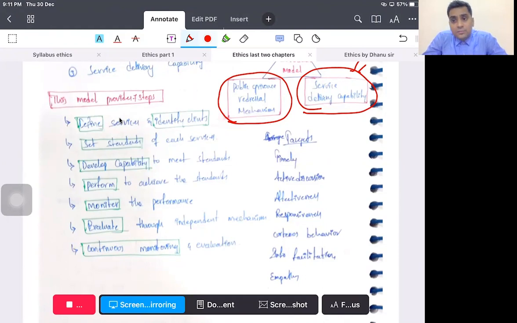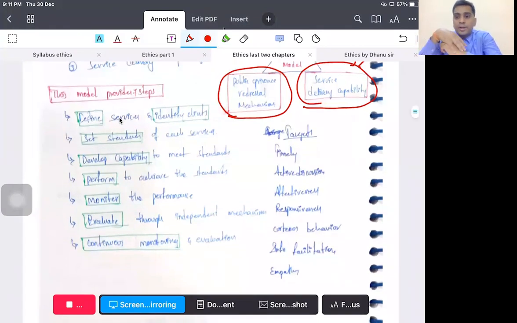Once you have infrastructure, once you have that capacity, the only thing that is required is performance, right? Perform to achieve those standards. Once you are performing, monitor whether that performance is in the correct direction or not. Then after monitoring, evaluate how far you have reached your objectives, and then go with continuous, periodic monitoring. Then it is going to work. So these are the things with which you can deliver a service under the SEVOTTAM model.